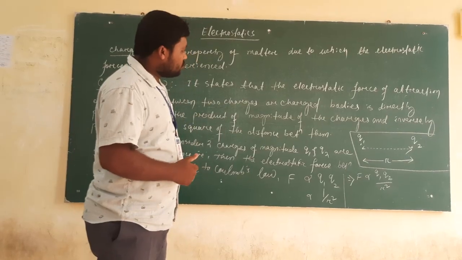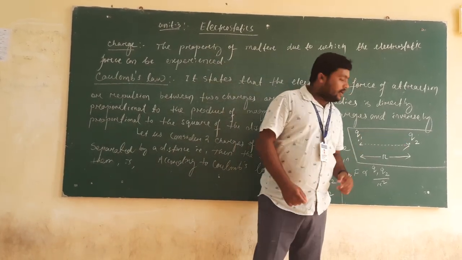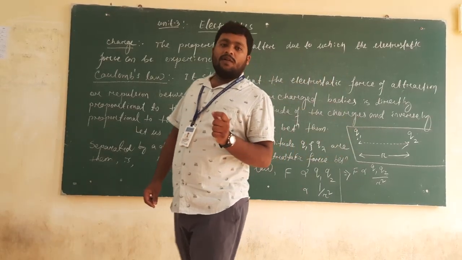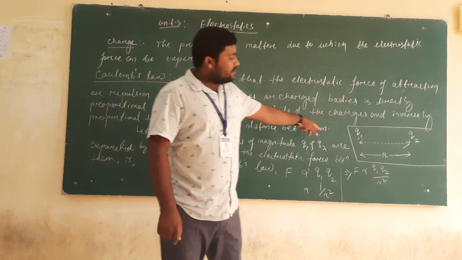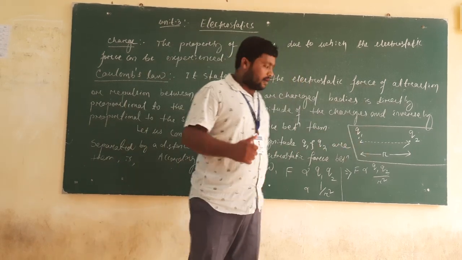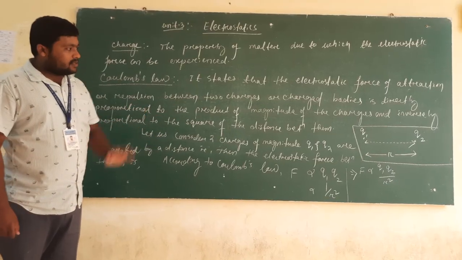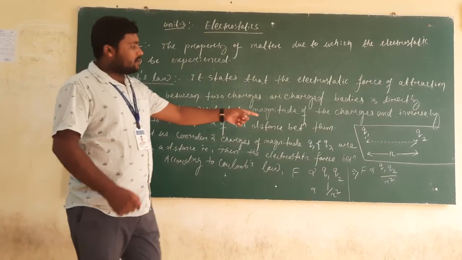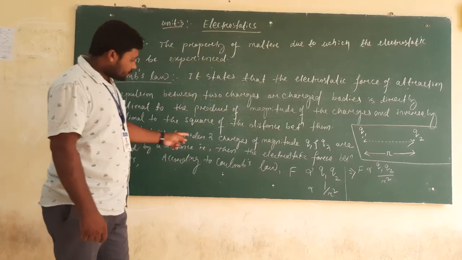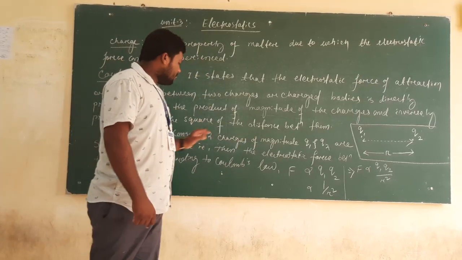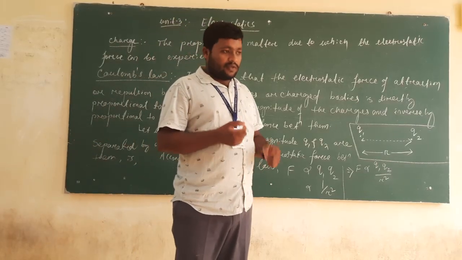Okay. So let's suppose there are two charges, Q1 and Q2. Let Q1 and Q2 be the magnitude of these charges respectively, and they are separated by distance r. Now, according to Coulomb's law, the electrostatic force of attraction or repulsion, that may be an attractive force or repulsive force because of the nature of charges.